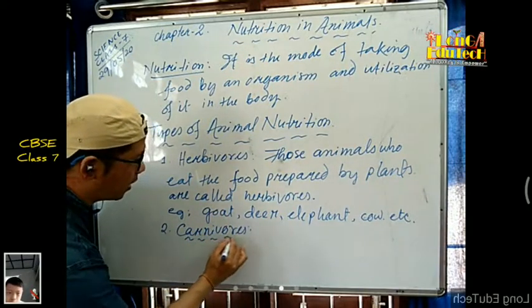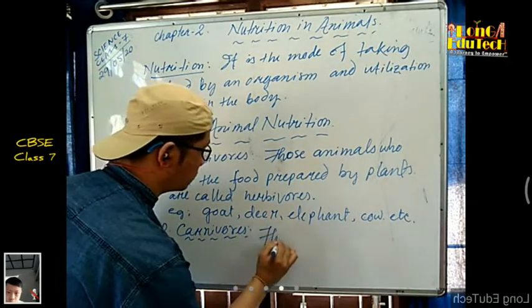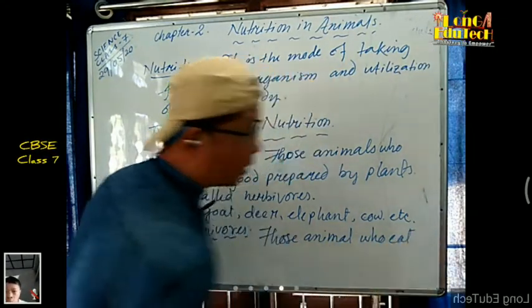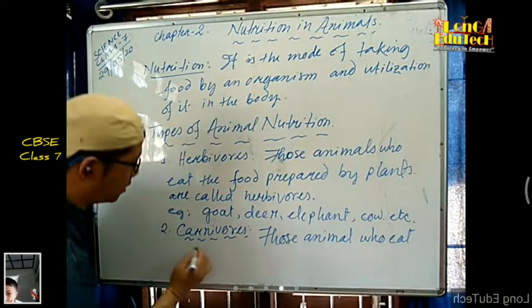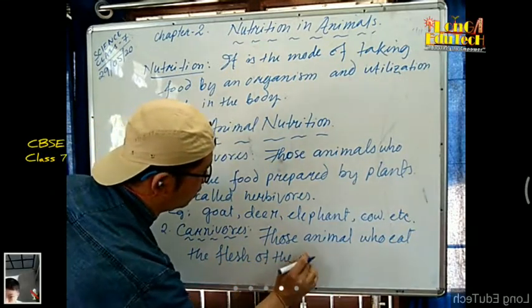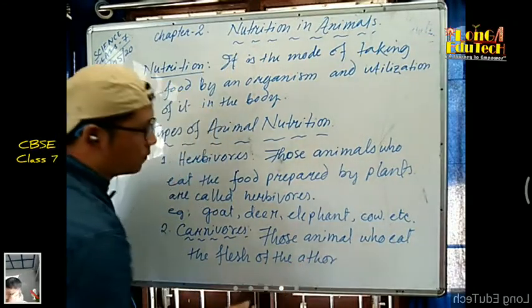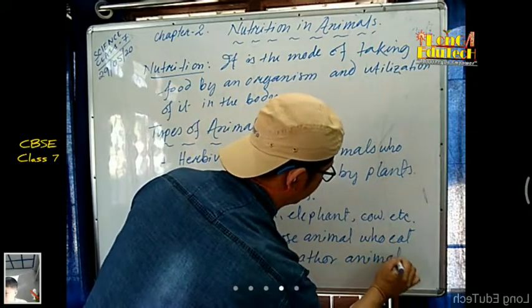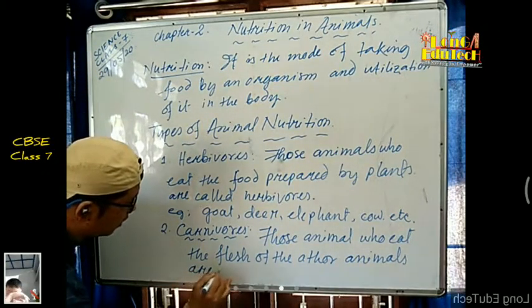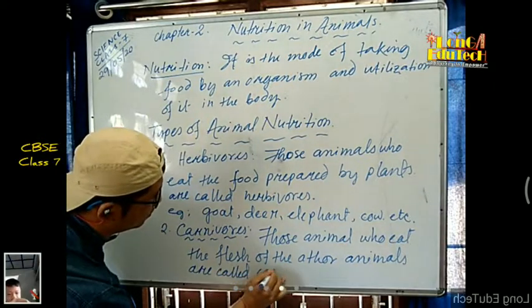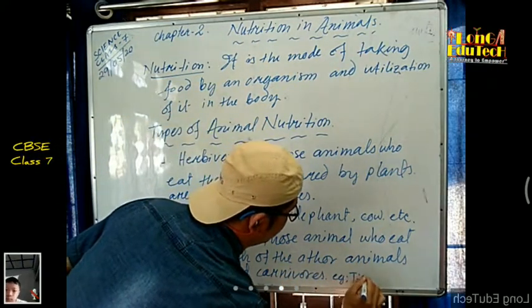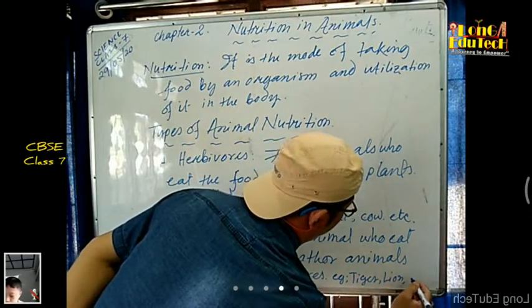And the second type, let me discuss now, is the carnivores. What are the carnivores? Those animals who eat the flesh of other animals are called carnivores. Examples of carnivores are the tiger and the lion.